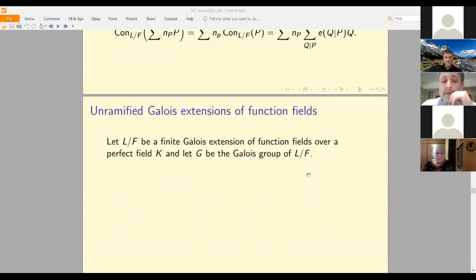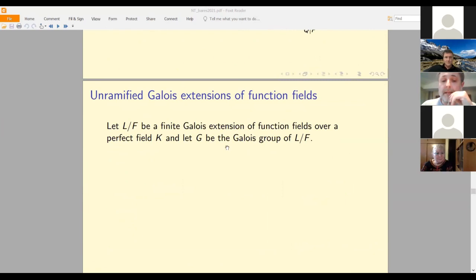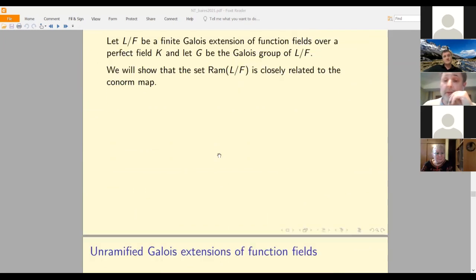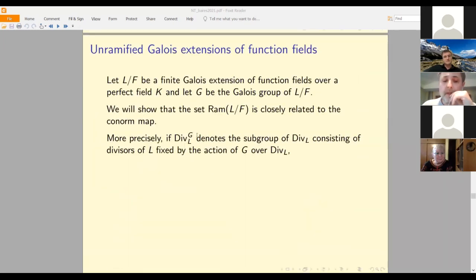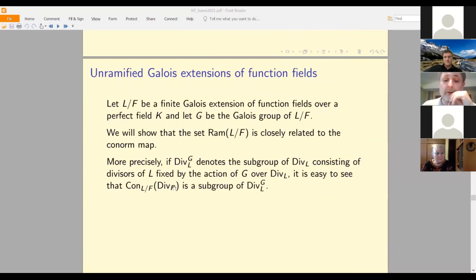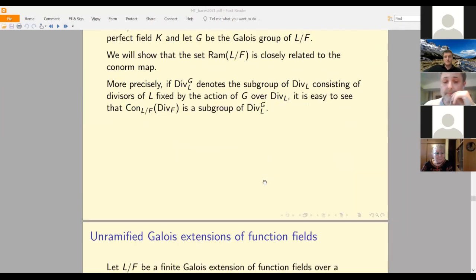So when you have a finite Galois extension of function fields over a perfect field, and G is the Galois group of L over F, we want to see that this ramification set is closely related to the conorm map. Now you consider the divisors in L fixed by the Galois action, and you can prove that the conorm of the divisors of F is a subgroup of the divisors of L fixed by the Galois group.